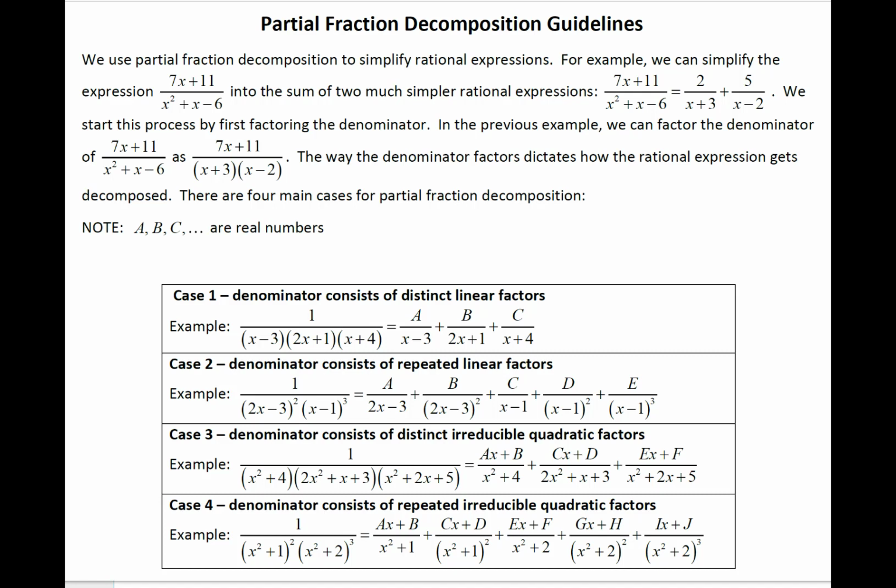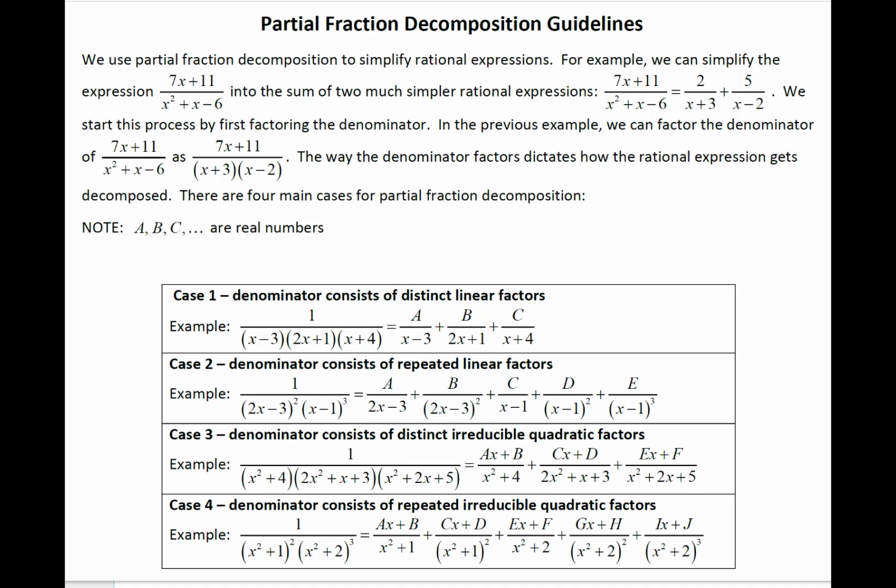And the way we break these things down is by cases. And you can see the 4 cases there on your guidelines. Case 1 consists of distinct linear factors in the denominator. Remember, you're only looking at the denominator and how the denominator factors. And you can see how we split that rational expression up in example 1.